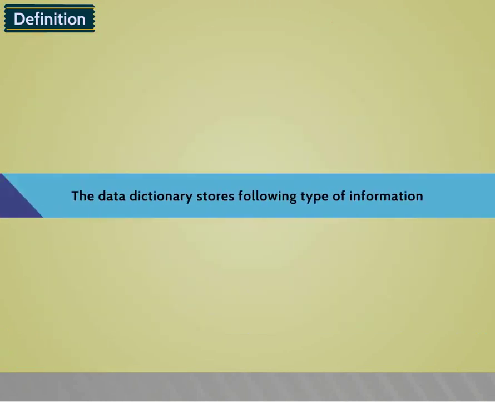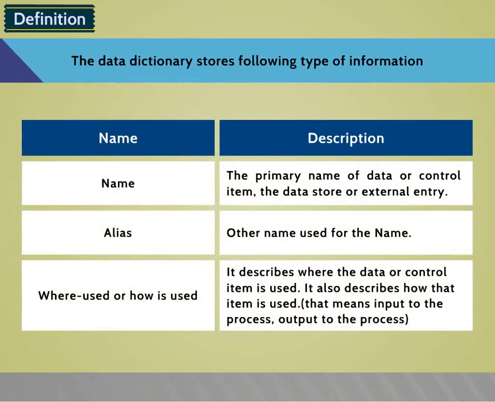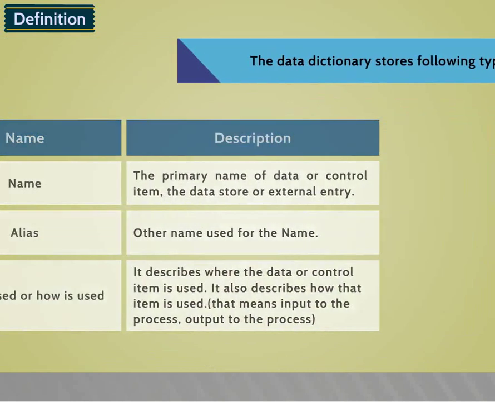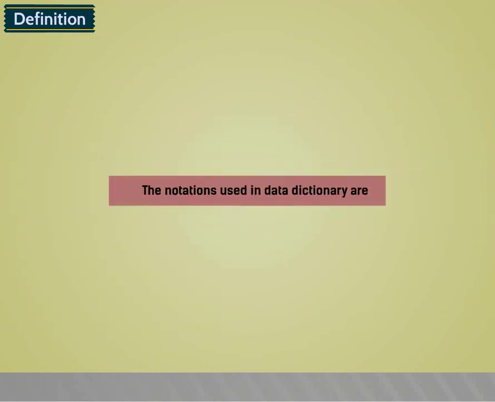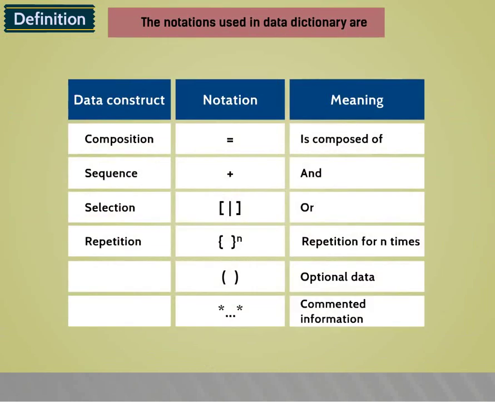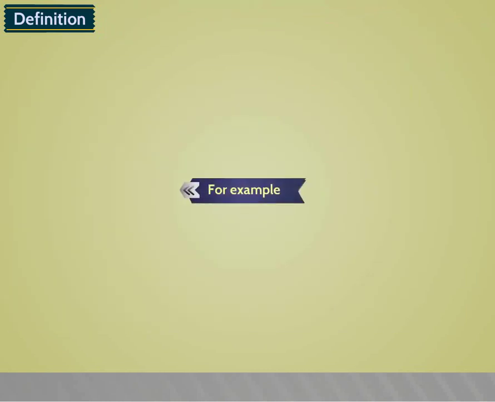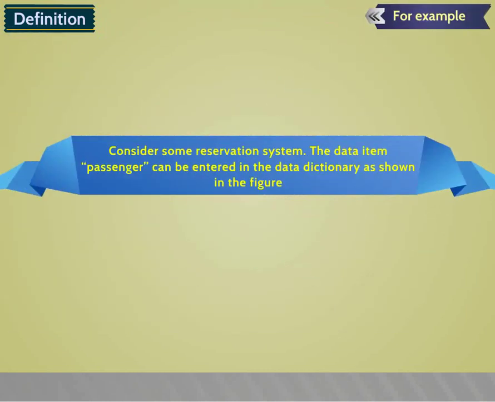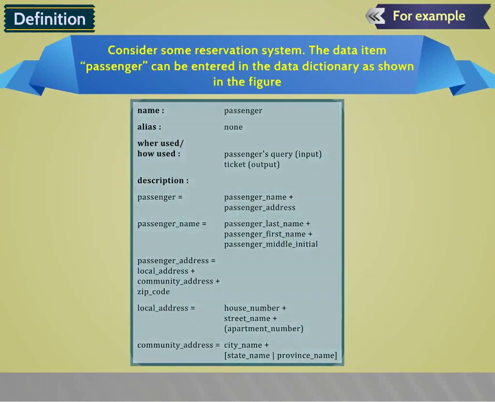The data dictionary stores following type of information. Table shows the information of data dictionary. The notations used in data dictionary are shown in this table. For example, consider some reservation system. The data item passenger can be entered in the data dictionary as shown in this figure.